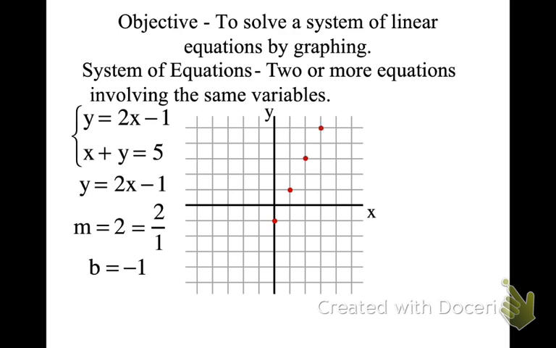I could also do, yes? Negative 2 over negative 1: down 2, left 1. Good, so we could make that also. Remember, negative 2 over negative 1 is equivalent to a positive slope. And so we're done graphing that.